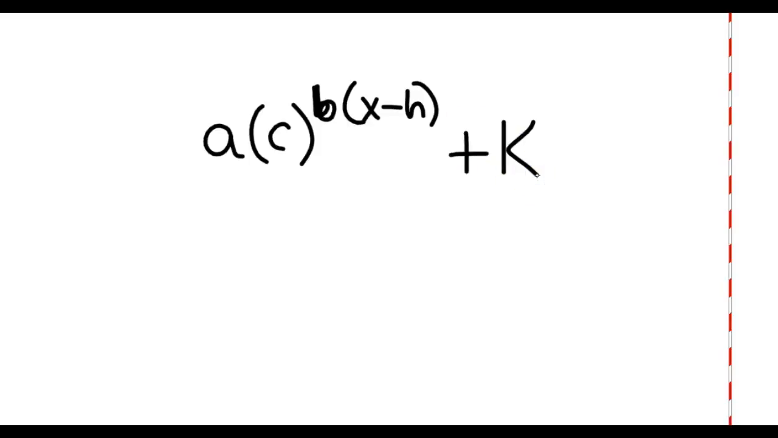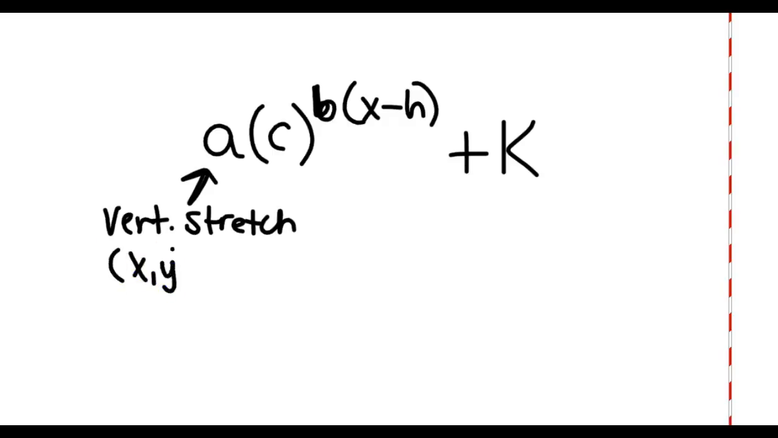Okay, so this is our equation. This works the same way as it did all the other times. Okay, so A is our vertical stretch. That just means if A is 2, your y values are going to be 2 times as big. If A is a half, your y values are going to be half as big. So I'll just put this as a reference to show what's happening.